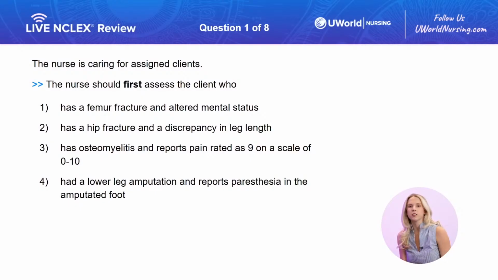All right, so question number 1. Here the nurse is caring for assigned clients. The nurse should first assess the client who, option 1, has a femur fracture and altered mental status, 2, has a hip fracture and a discrepancy in leg length, 3, has osteomyelitis and reports pain rated as a 9 on a scale of 0 to 10, or 4, had a lower leg amputation and reports paresthesia in the amputated foot. Drop those answers in the chat.